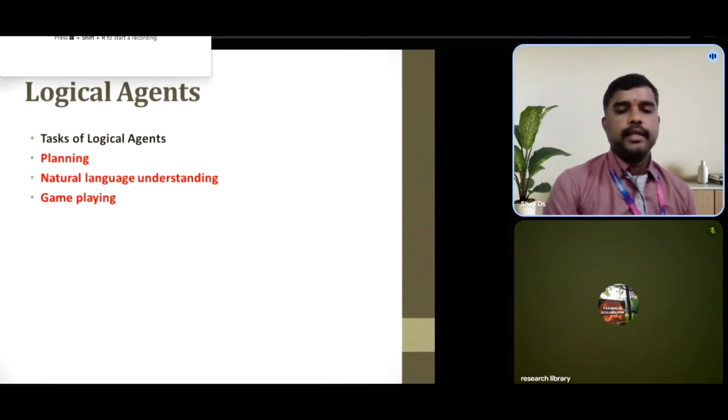In planning, logical agents have been used to plan routes for robots, to schedule tasks, and to generate plans for military operations. In natural language understanding, logical agents have been used to understand natural language queries, to translate languages, and to summarize text. And the game playing agents have been used to play games such as chess, Go, and poker.